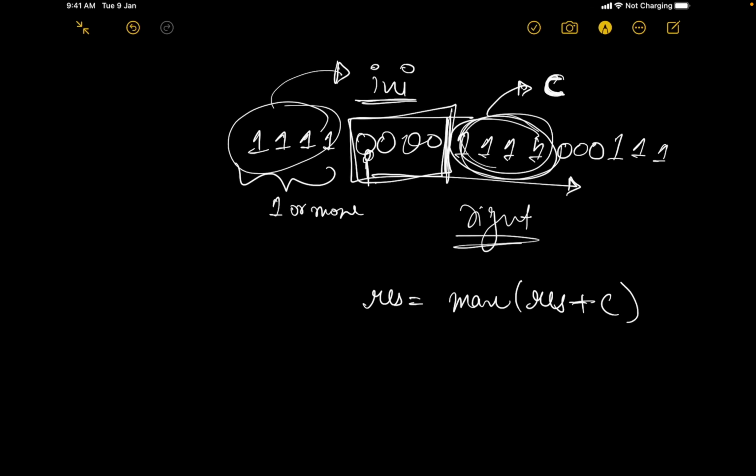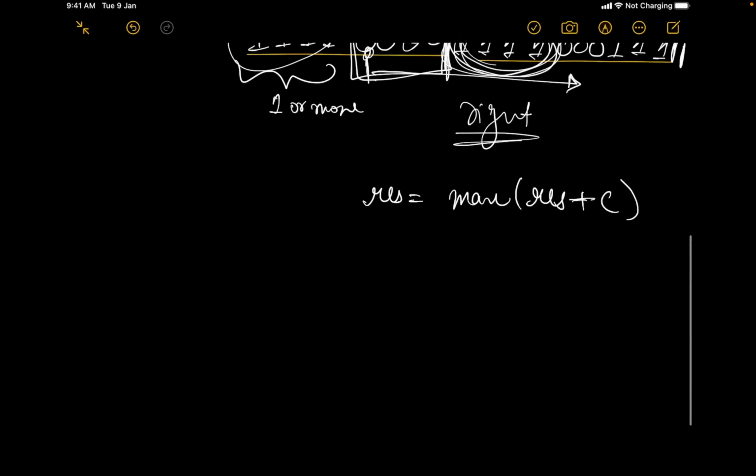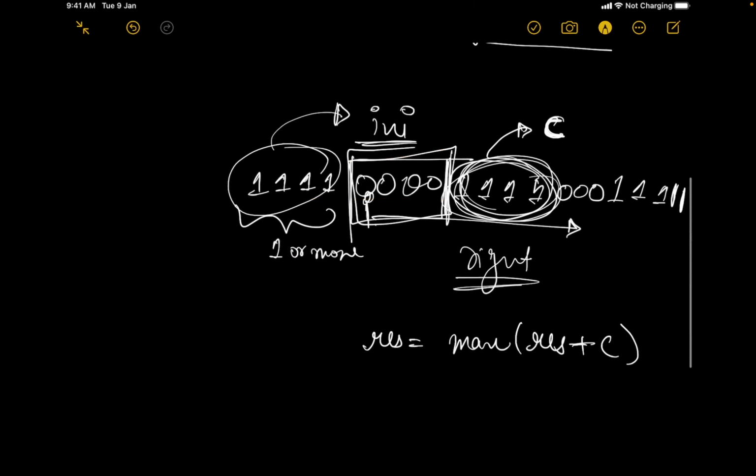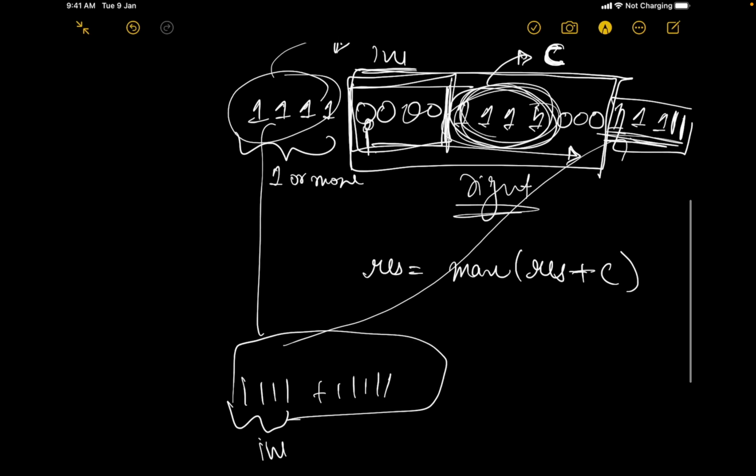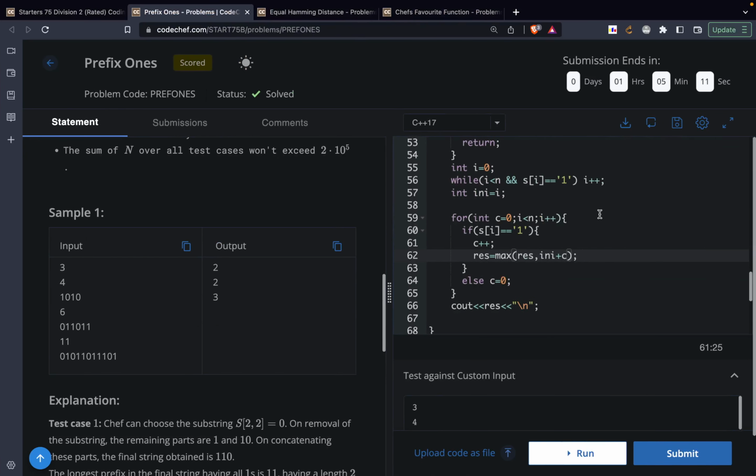Now let's say instead of these ones, I wanted to select these ones. Then I technically mean that I'll be removing this entire substring. If I remove this entire substring, the substring I'd be left with would be 1111, that would be my initial, and these particular ones, right? So that's exactly what I'm doing over here. I think that's pretty easy to understand.